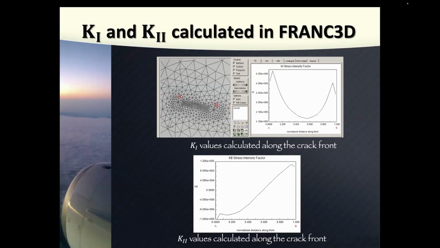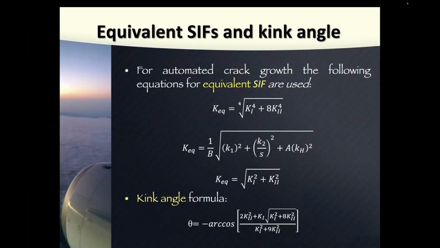What is the kink angle? Kink angle is here. This is the formula used by Frank 3D. Kink angle is used to find the possible direction of the crack growth, okay? And it's based, of course, on the values of K1 and K2 in this case. And K equivalent. There are many formulae for K equivalent. Different software use different approaches.